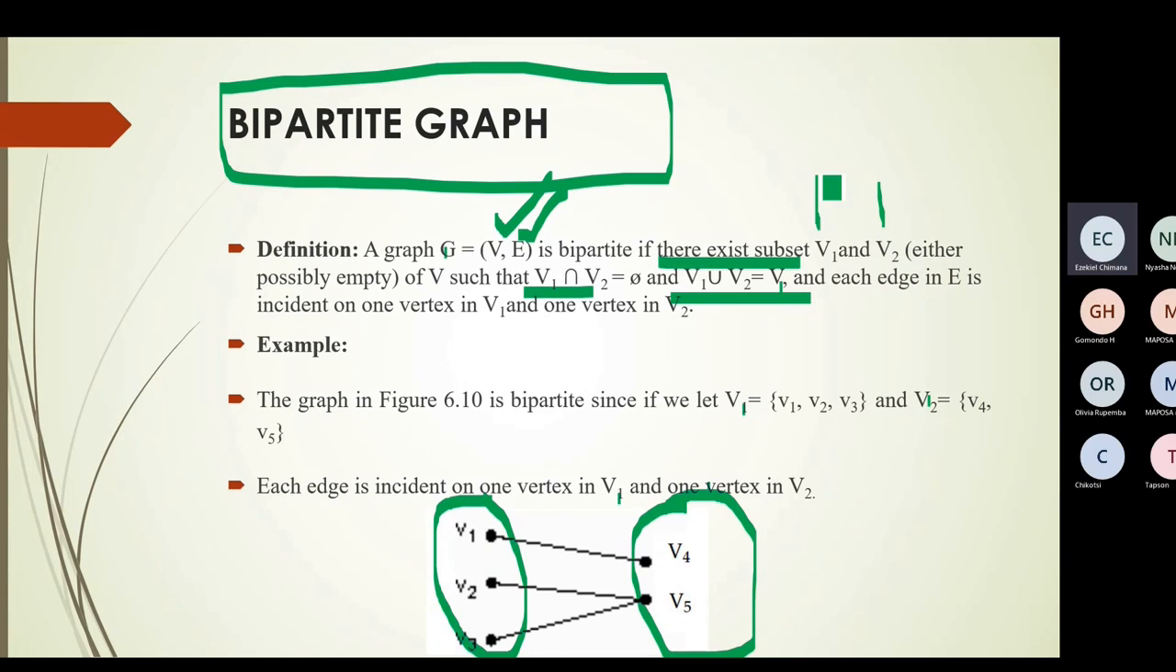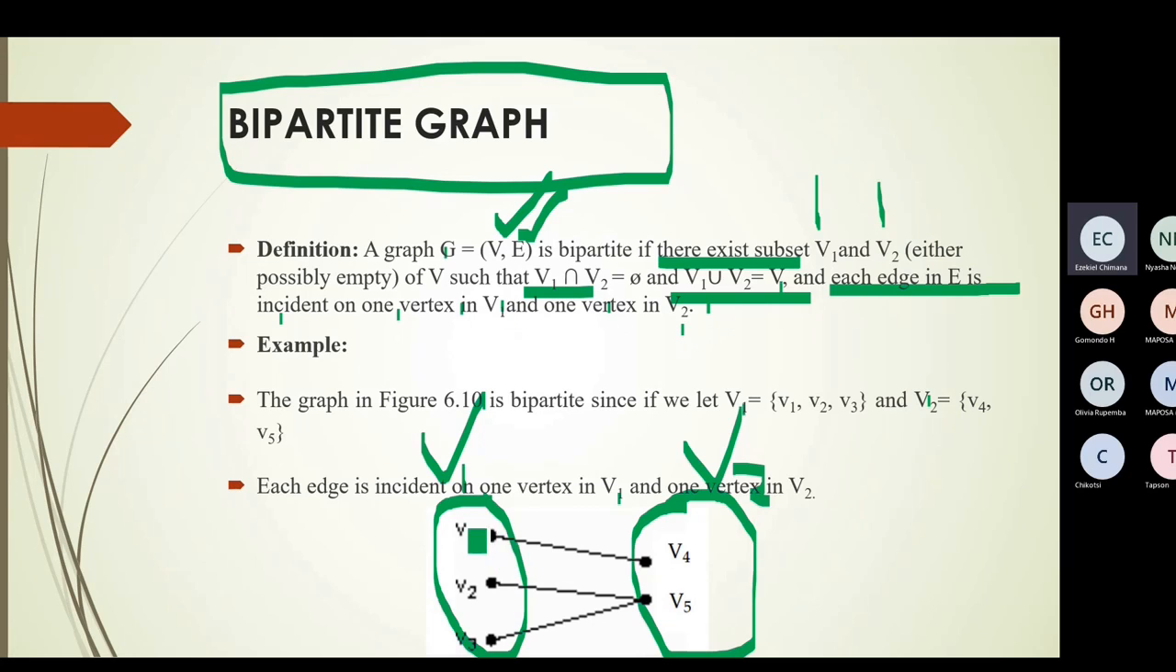So those are the conditions for a bipartite graph. We need to check if this one is a bipartite graph. Yes, it is. Why? Because in this set that we've created, let's say this one is our V1 and this one is our V2, there are no edges connecting the elements within the same set. And also, each edge in E is incident on one vertex in V1 and one vertex in V2.